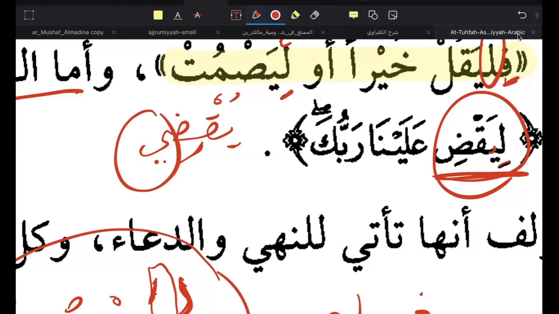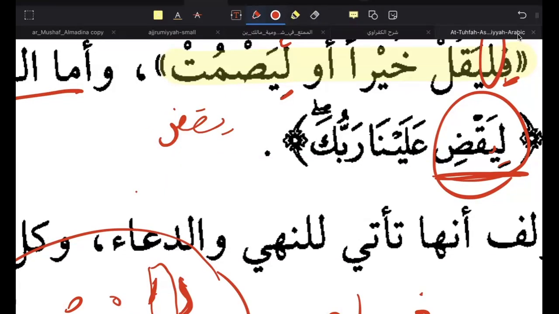Okay, so what did we learn? We learned that the way we make a majzoom, if it has huruf al-illa, is we drop it. Okay, another thing I don't think I mentioned the last time is that when you drop the letter, we dropped ya, right? The letter that you drop, you will have an alama, a sign. You will know which letter you dropped by looking at the haraka that's before it.